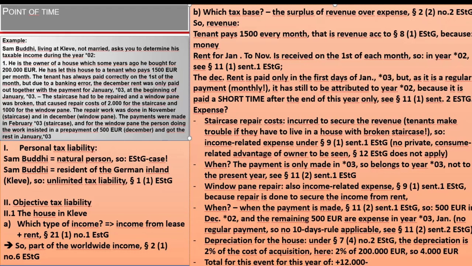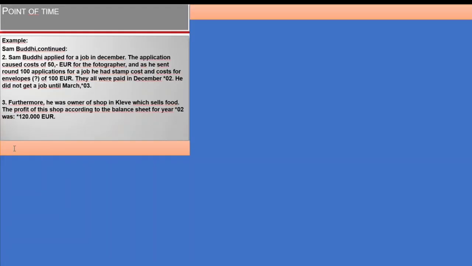Then window repair next year, and window pane 500, 4,000 depreciation. So we end up with, oh my God, 7,500 euro. Is that right? I genuinely hope so. One never knows. And then the suggestion would be, let's move on to event number 2.